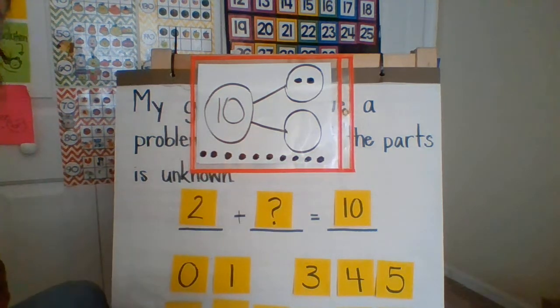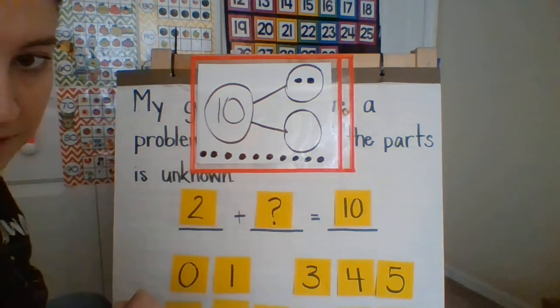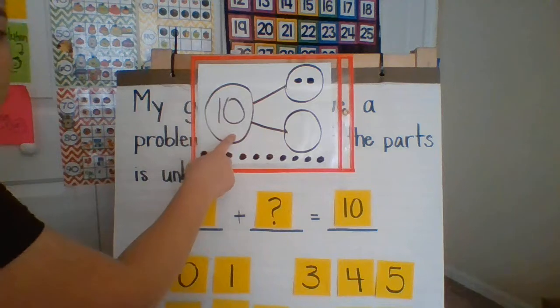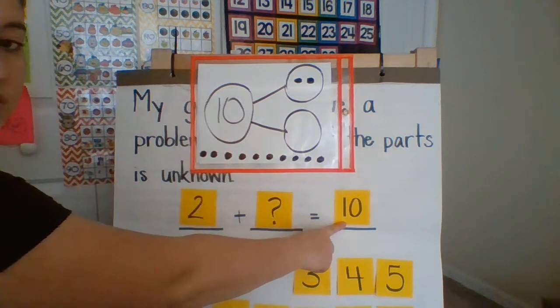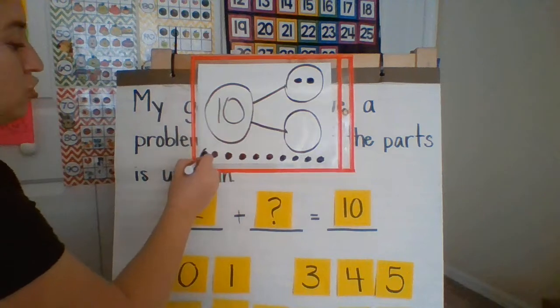Okay, take a look up here, please. I want you to look up here. I drew 10 dots along the bottom, okay? Because we know our whole is 10. That's how many we're going to have all together. I can see 2 of them. So I'm going to cross out 2 of my dots.